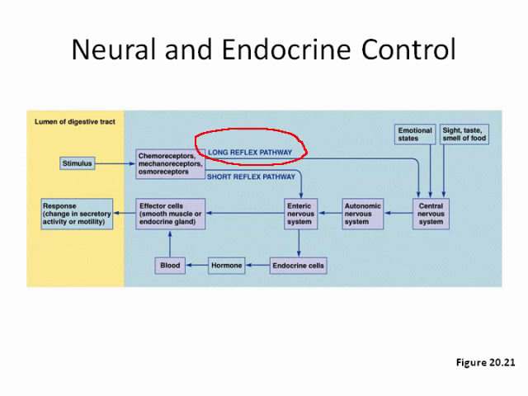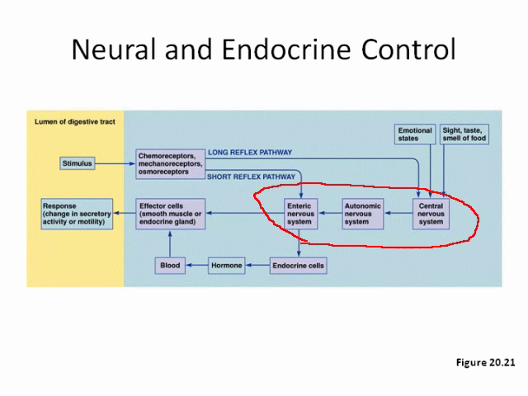So the long loop reflex pathway, in terms of GI function, involves the central nervous system. Short reflex pathways involve the enteric nervous system. And of course, they both interact at the level of the enteric nervous system, because the long reflex pathway ends up coming down through the autonomic nervous system to alter the activity of the enteric nervous system.